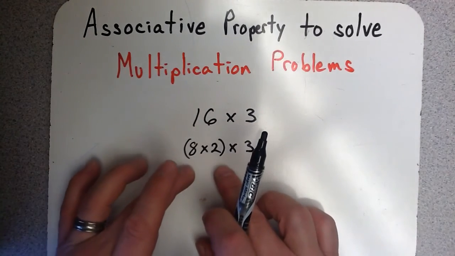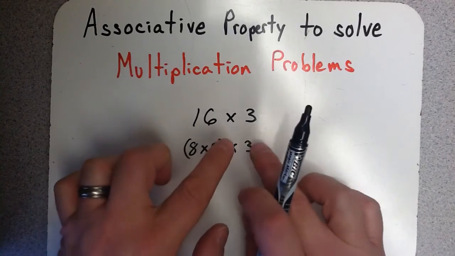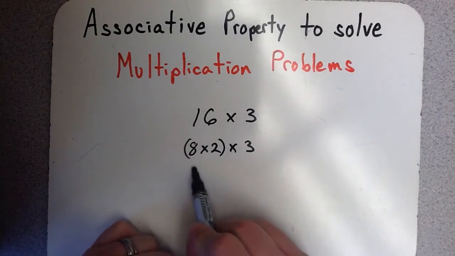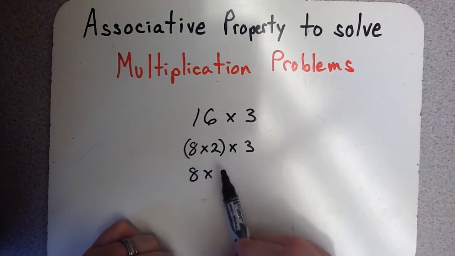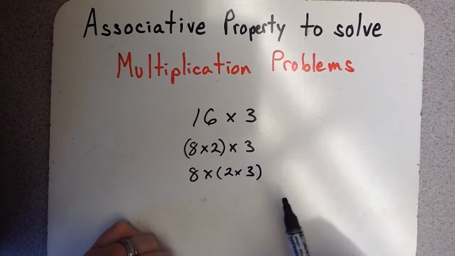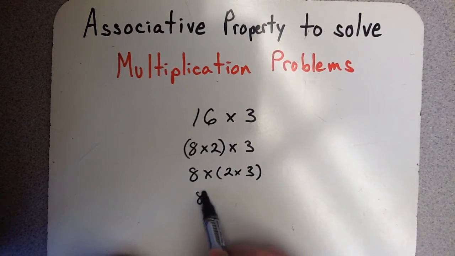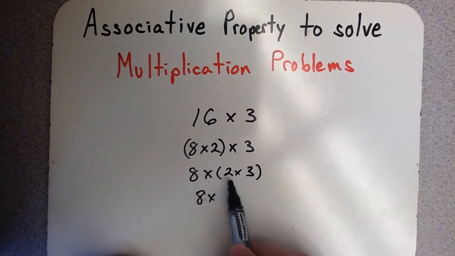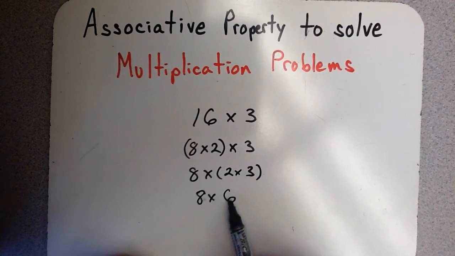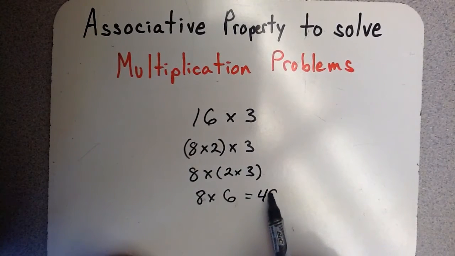So I can take these parentheses and I can move them, and instead of grouping the 8 and the 2 together, I'm going to group the 2 and the 3 together. So 8 multiplied by 2 multiplied by 3. So I just moved those parentheses over, I just shifted them over. So now I know that 2 multiplied by 3 is 6, and now 8 multiplied by 6 equals 48.